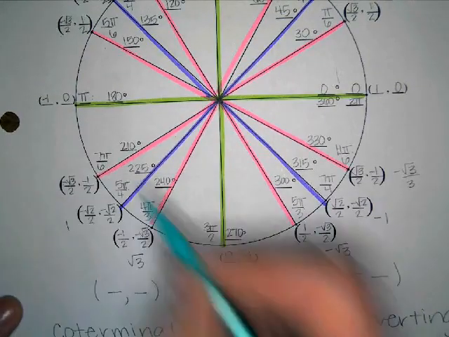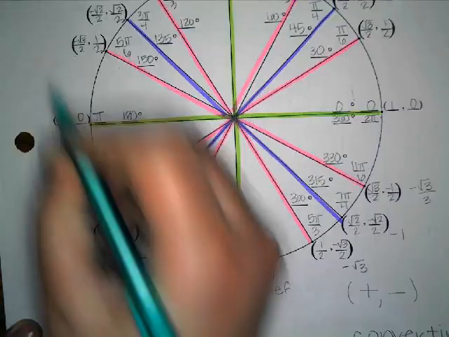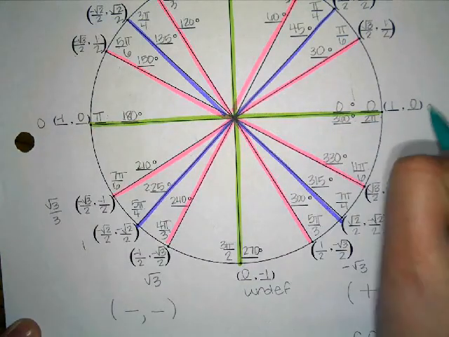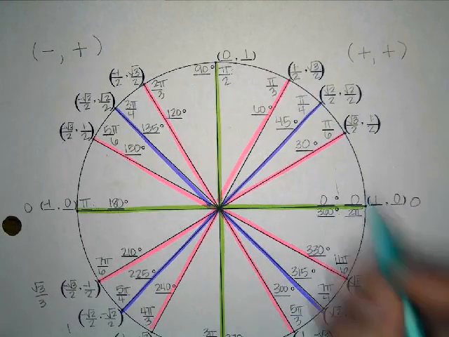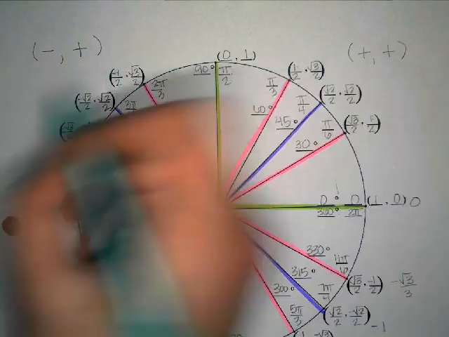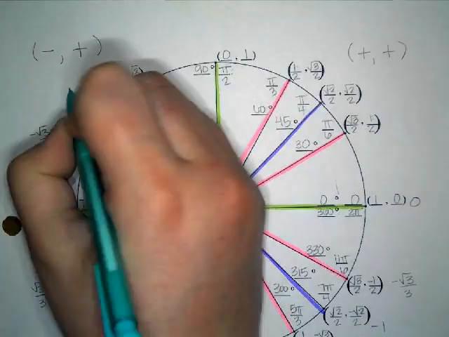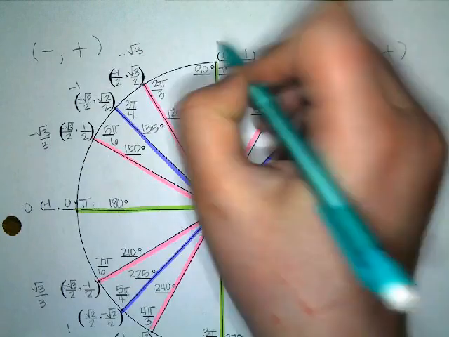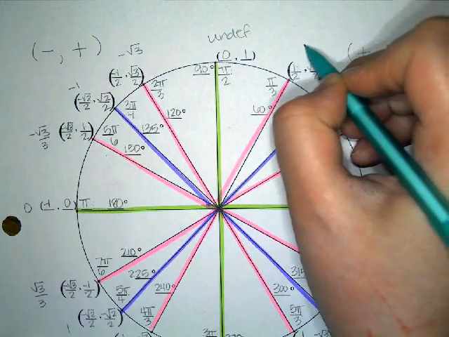This would be 0 divided by negative 1, which would be 0. So these two are 0 instead of undefined. This one is negative root 3, negative 1, root 3, 1, root 3 over 3.